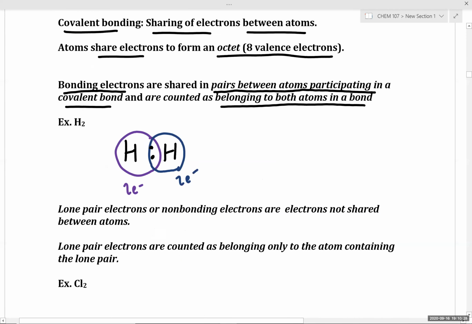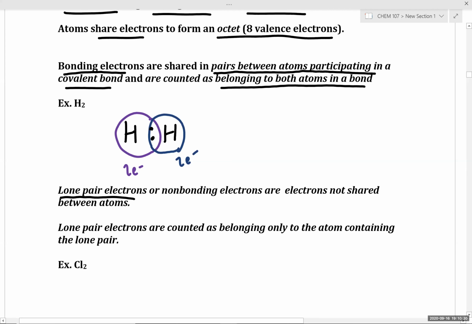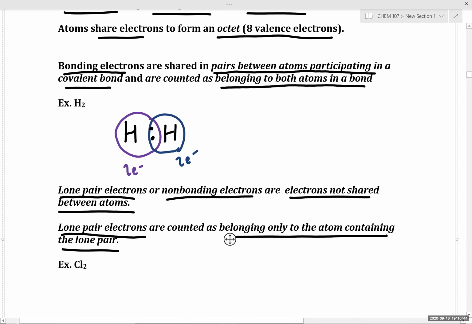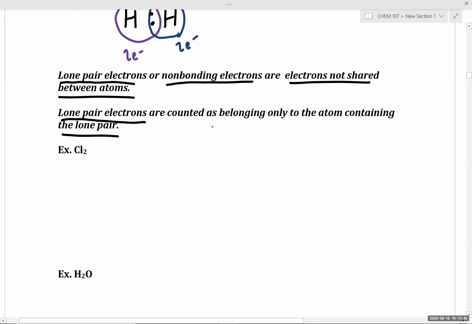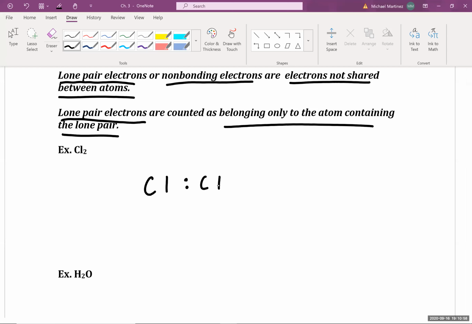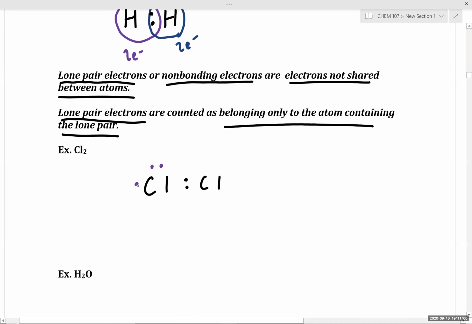So, lone pair electrons, however, as their name implies, also called non-bonding electrons, are electrons that are not shared between atoms. And lone pair electrons are counted as belonging only to the atom containing the lone pair. So for example, for chlorine, chlorine has a bonding pair of electrons, and it also has a set of lone pair electrons.